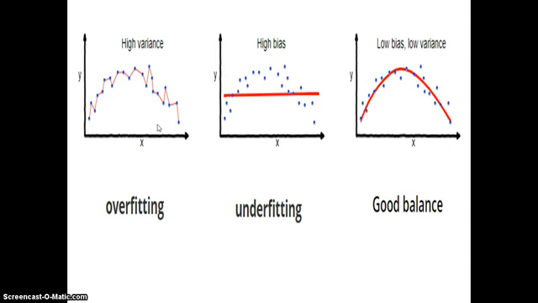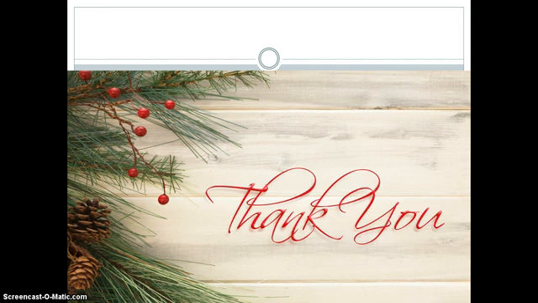So I hope you are aware of bias and variance. These two properties play an important role in statistical and machine learning algorithms.